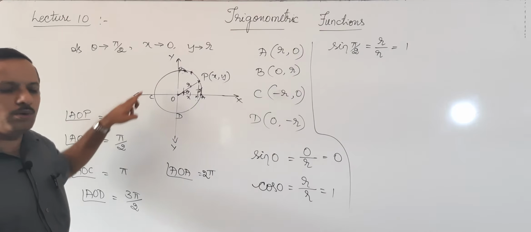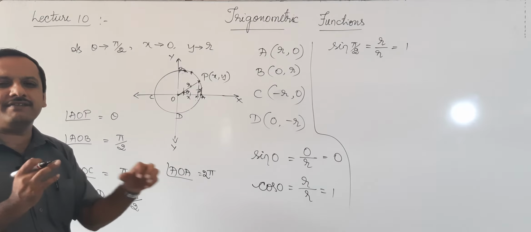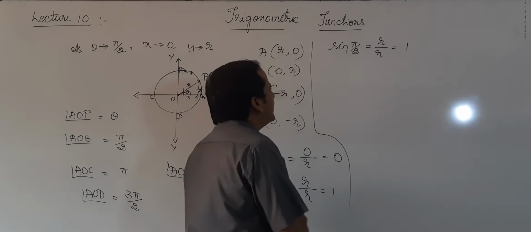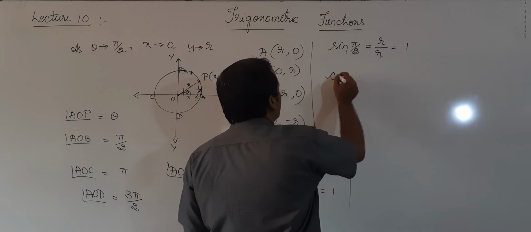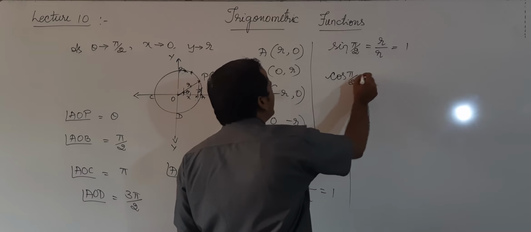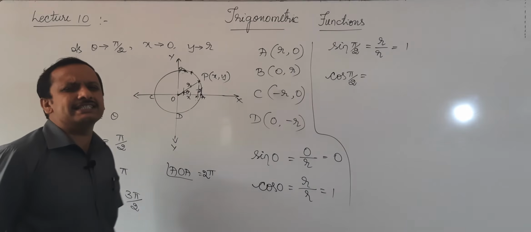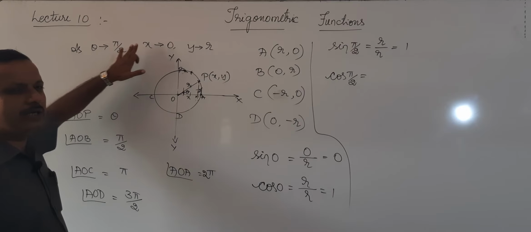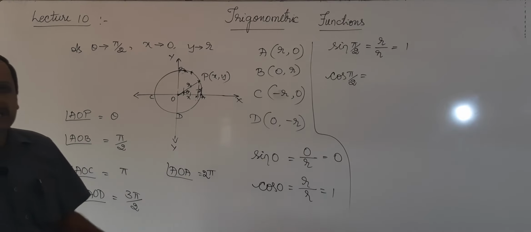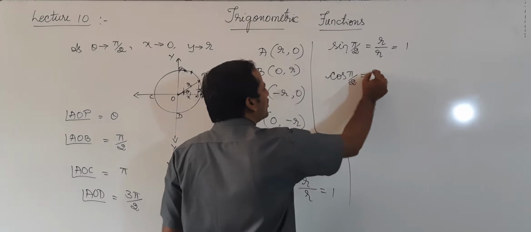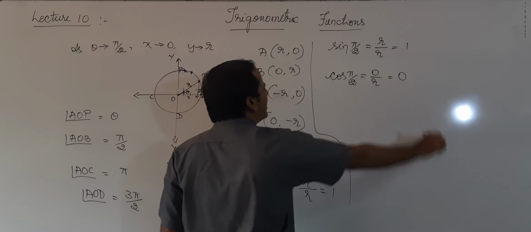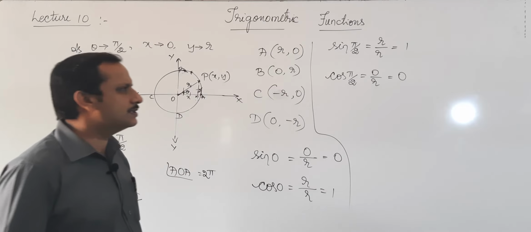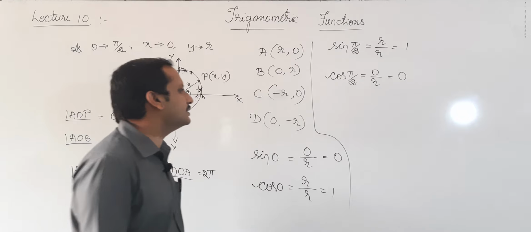So wherever I move this point, only x and y will vary. That r will be a fixed radius, which is always positive. So sin pi by 2 is equal to 1. Now cos pi by 2. Cos theta is nothing but x by r. Now as theta tends to pi by 2, x will tend to 0. So x by r will now become 0 by r, and 0 by r is nothing but 0. So sin pi by 2 is 1 and cos pi by 2 is 0.